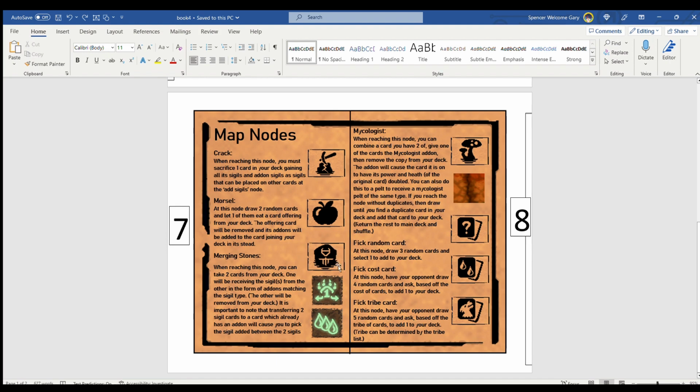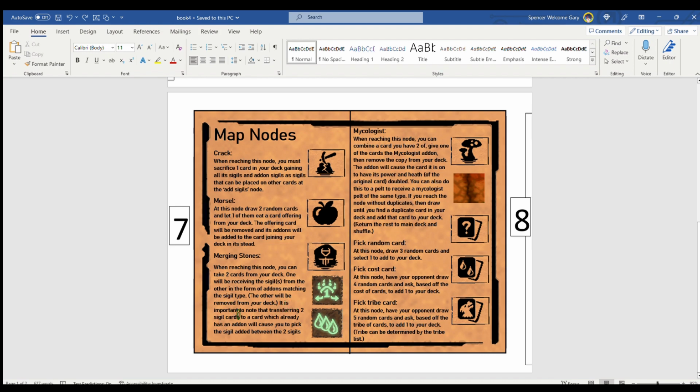Merging stones. This is pretty self-explanatory if you've played Inscryption before, but I'm going to explain it again anyway. When reaching this node, you can take 2 cards from your deck. One will be receiving the sigils from the other in the form of add-ons matching the sigil type. The other will be removed from your deck.